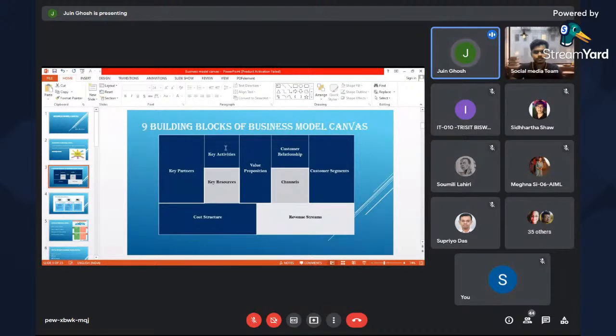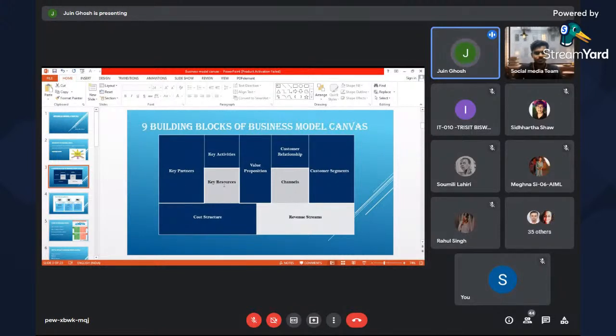And when we talk about the key activities, key resources, and key partners, it is actually what the organization is providing, what facilities the company is providing, right, to retain a loyal group of customers. And for this, we know that revenue stream is very important, which is generated from the customers, and the cost structure, which is borne by the organization itself.